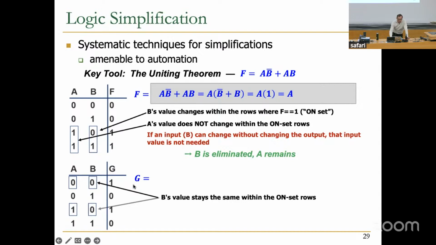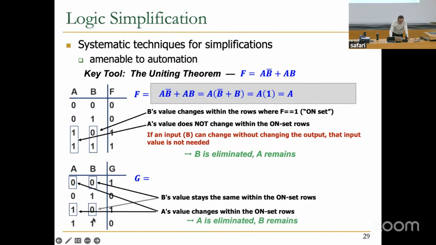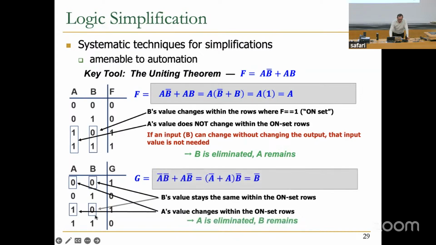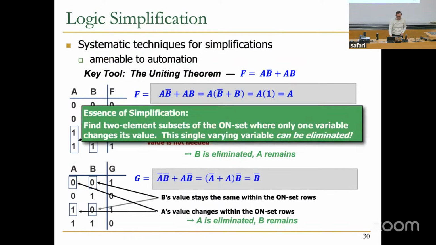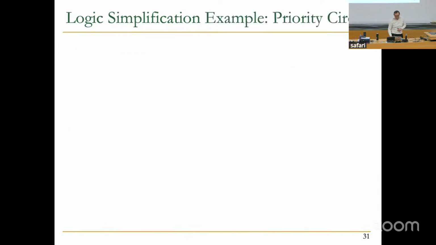Again, the same thing over here. G's onset is here, and it's not dependent on A in this case. So regardless of whether A is 0 or 1, G is 1 when B is 0. So G is really B prime in this case. Okay, so these are the techniques. Essentially, the essence of simplification, to put it in words: you find 2-element subsets of the onset where only one variable changes its value. The single varying variable can be eliminated. And you can do that for a larger number of variables also, a larger number of elements. Now let me introduce one more thing, the priority circuit.